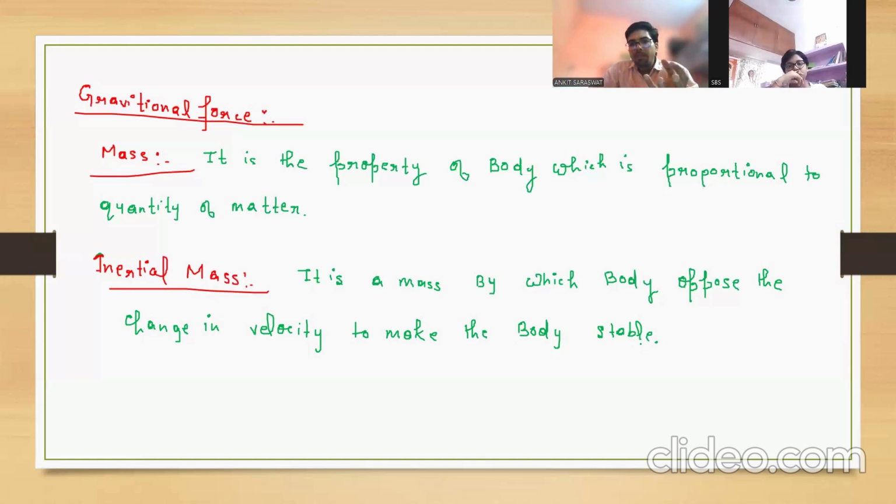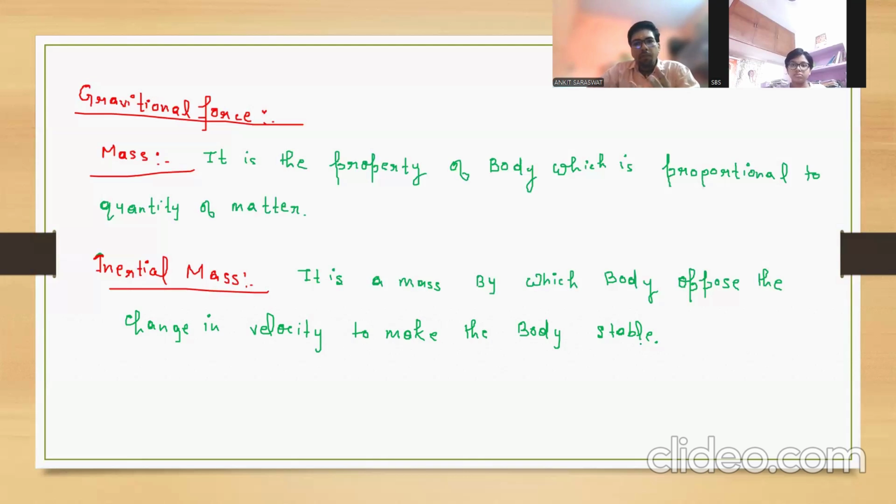Inertial mass. Inertia means which restricts or which opposes the change in a state. Simple. The mass which will oppose, which will restrict the change in a state, it is known as inertial mass. In our body, whenever we are running very very fast, then after some time, because of our mass, we are stable. Our velocity is going to decrease or change. Who is opposing the change in velocity? The inertial mass. Clear?